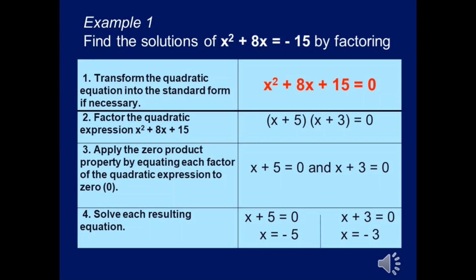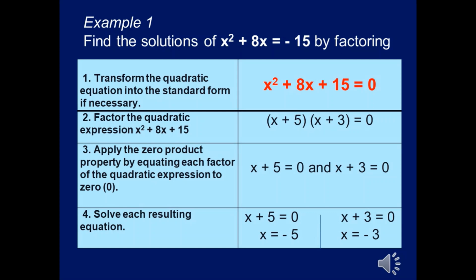Okay, so let's take example 1. Find the solutions of x squared plus 8x equals negative 15 by factoring. Please take note, class, that when we talk about solutions, we are referring to the values of x that could satisfy this given equation. So what should be the values of x so that when I replace x with that value, I will get negative 15?